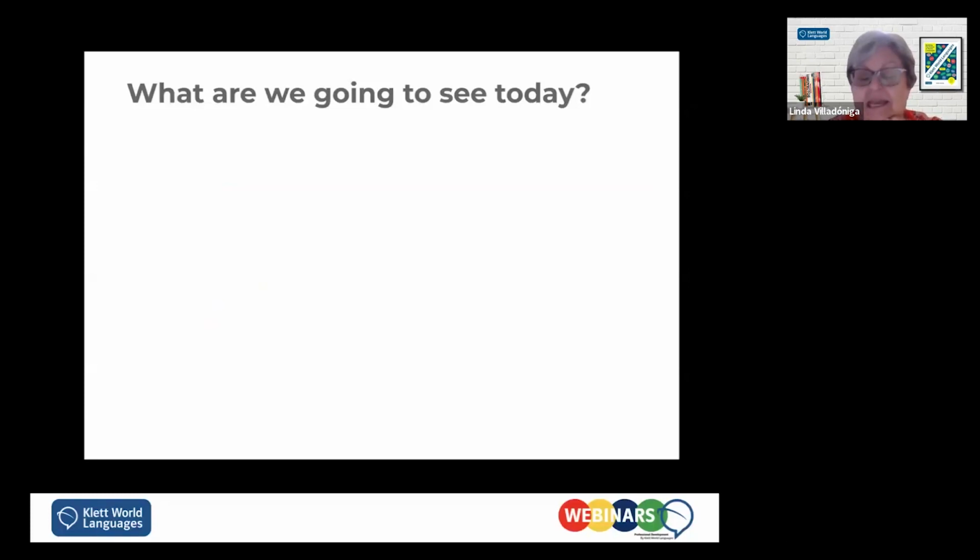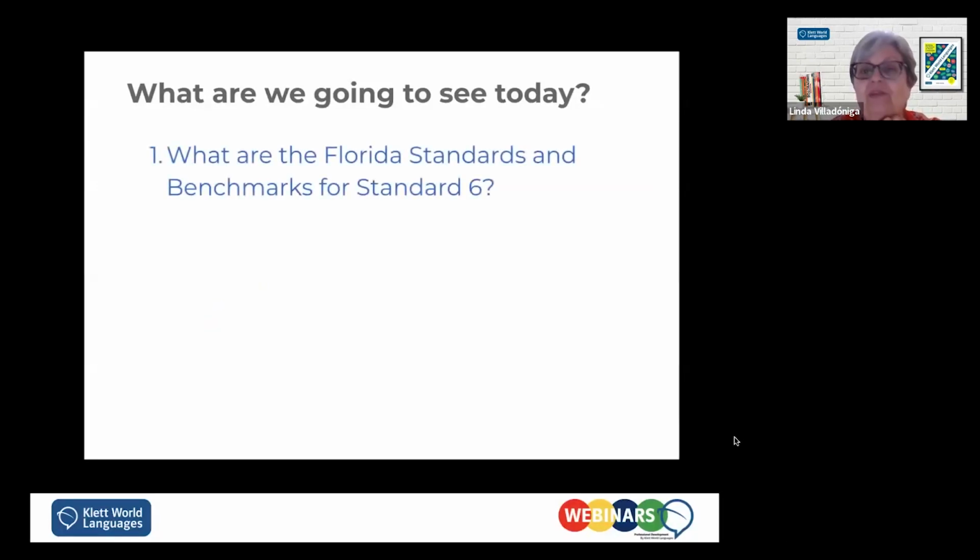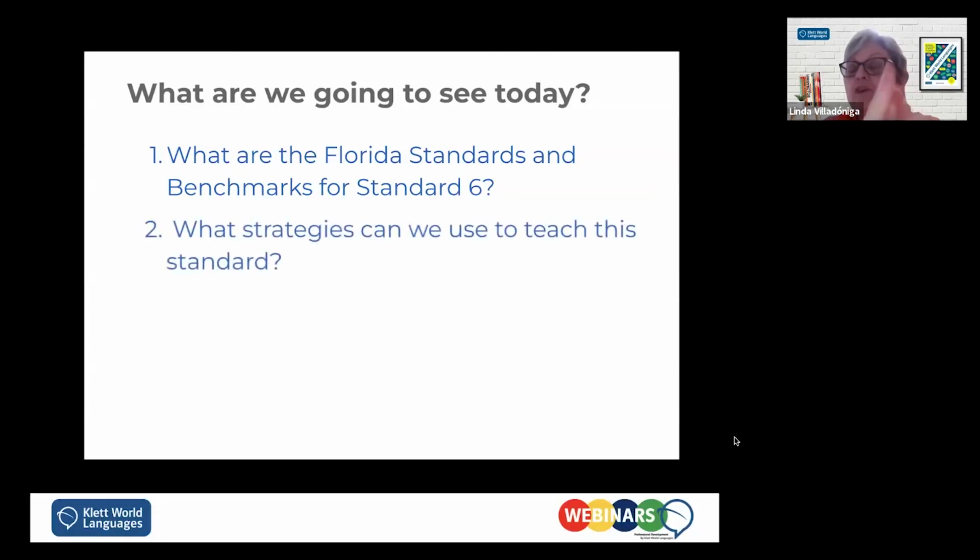What are we going to see today? Well, we're going to look at the Florida standards and benchmarks for Standard 6. Even though they are the Florida standards, they are based on the ACTFL standards, so the wording is very similar, if not exact. Once we look at the standards, we're also going to look at strategies that we can use to teach this standard.